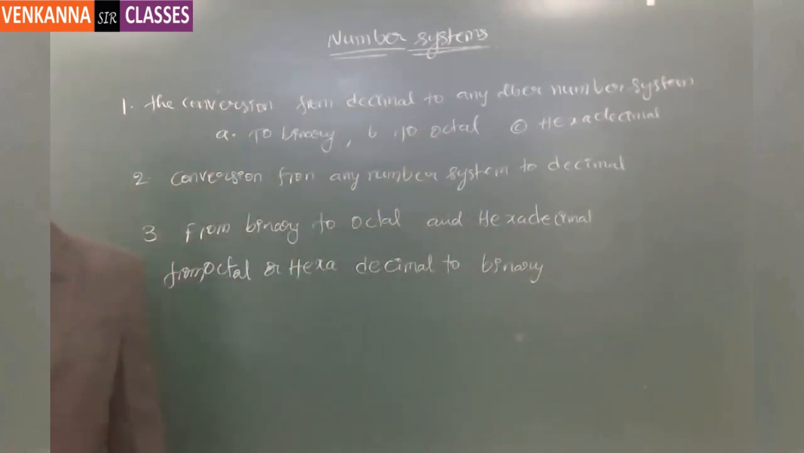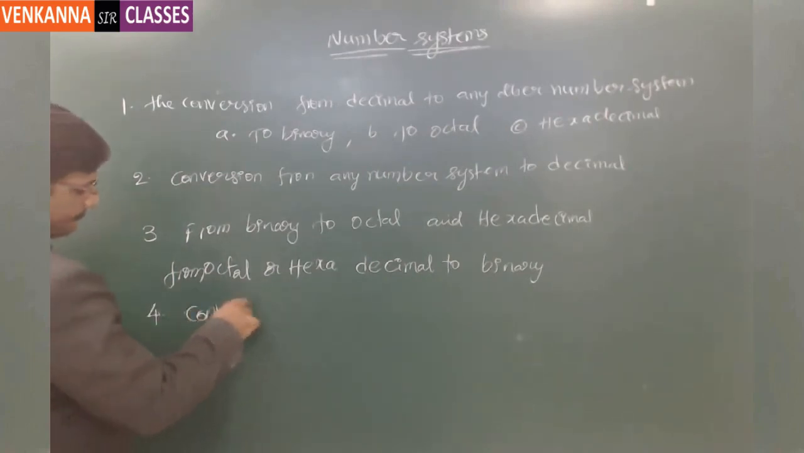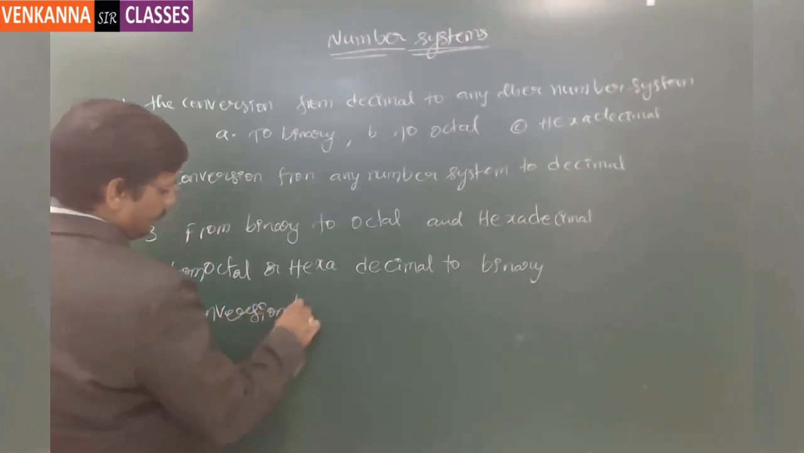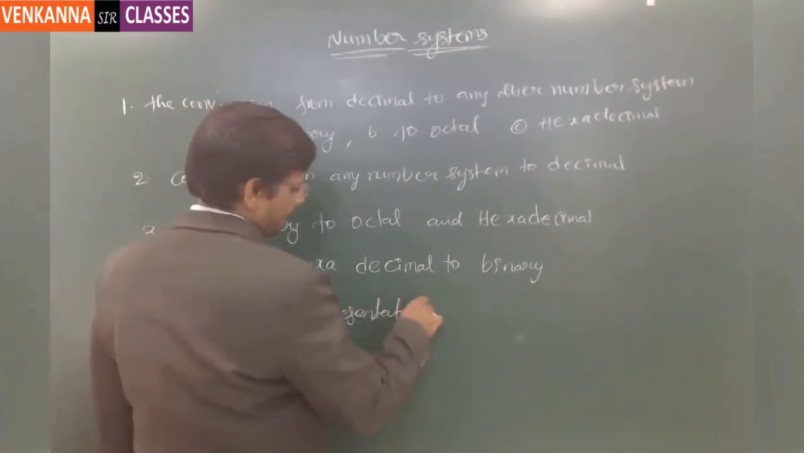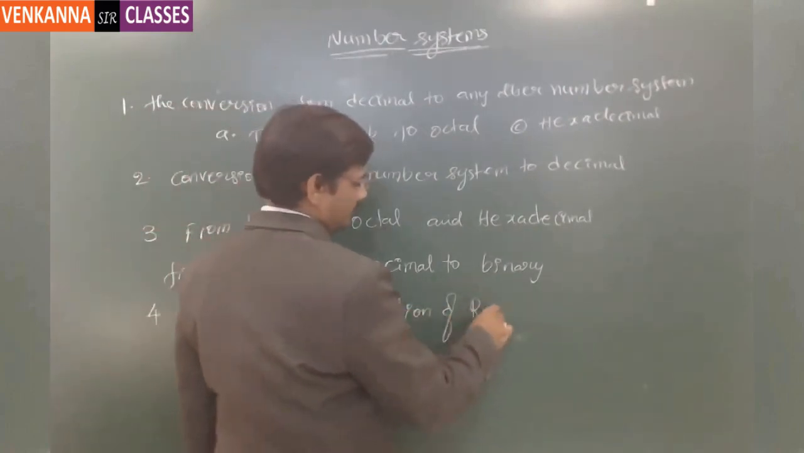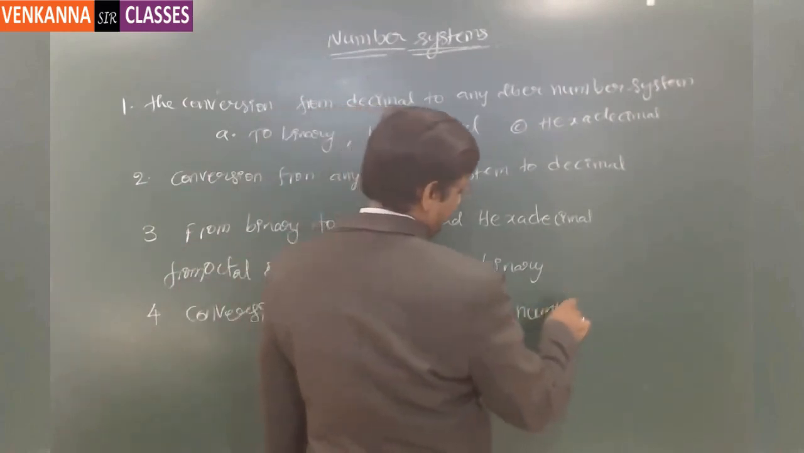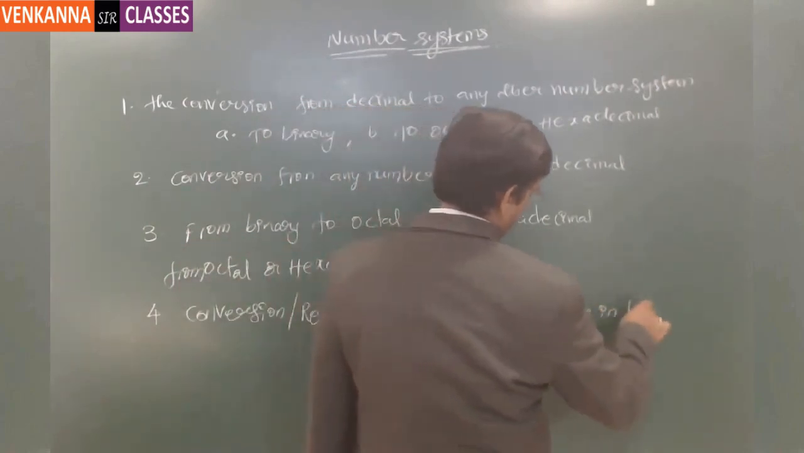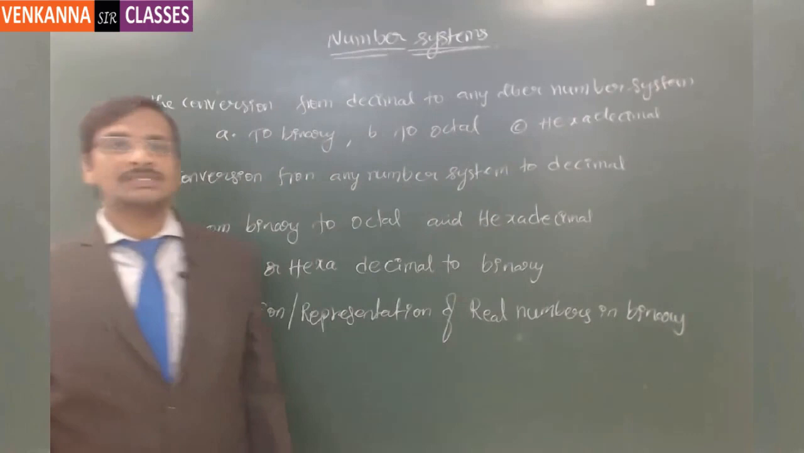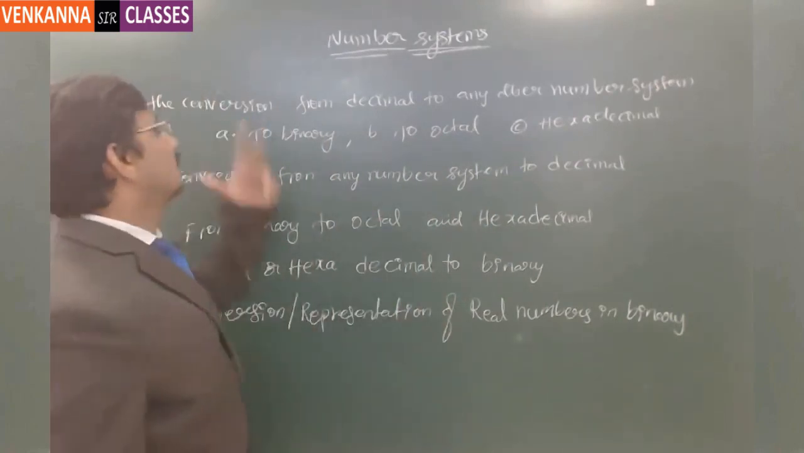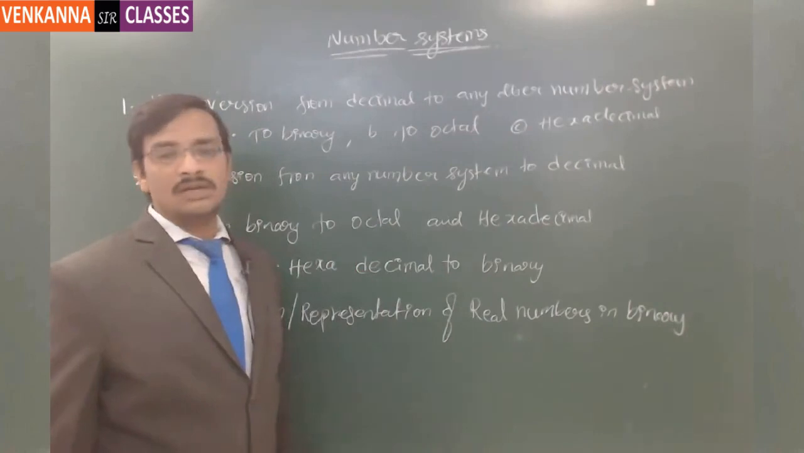So these topics actually we will discuss first, and if time permits, then actually we will discuss the conversion and representation of real numbers in binary. So we will try to finish these aspects. Here the concepts are pretty simple. First one is the conversion from decimal to any other number system.